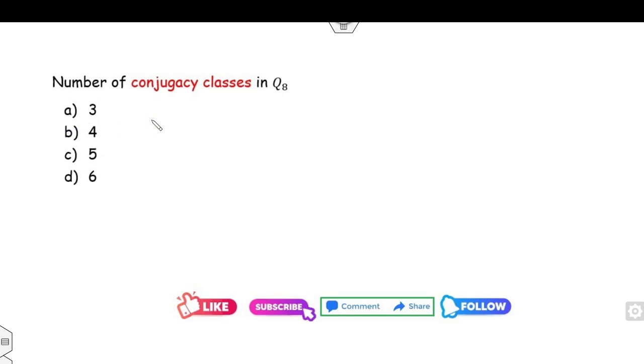Number of the conjugate classes of Q8. Can you find the conjugate classes of Q8? You all know Q8, the order is 8. It is isomorphic to D4 also. So what is the number of conjugate classes of D4? It's an even number, so n plus 6 over 2. So 4 plus 6 over 2, that will be 10 over 2, that's a 5.